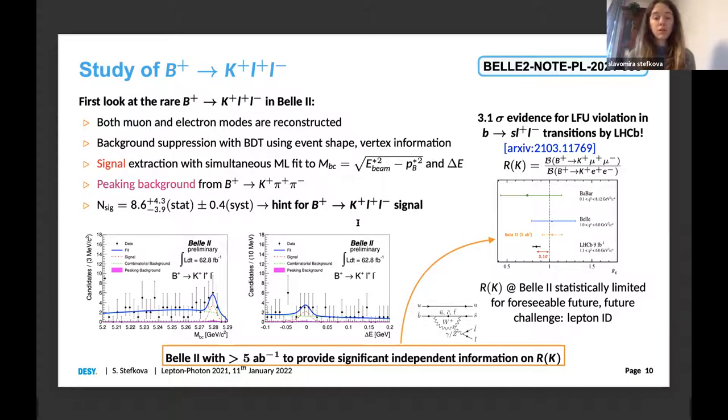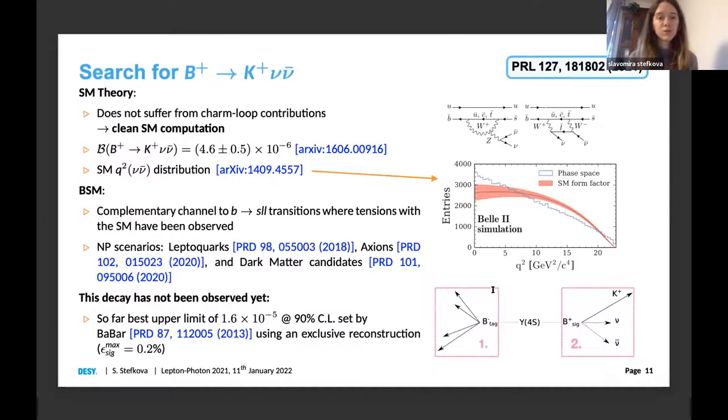So here it is really important to note that already with five inverse attobarn of the data, Belle II could provide significant independent information on the R_K. So this is really interesting to watch. Of course, for the foreseeable future, Belle II will be statistically limited. And then in the very far future, the challenge will be to control the lepton ID systematics. So now let me move on.